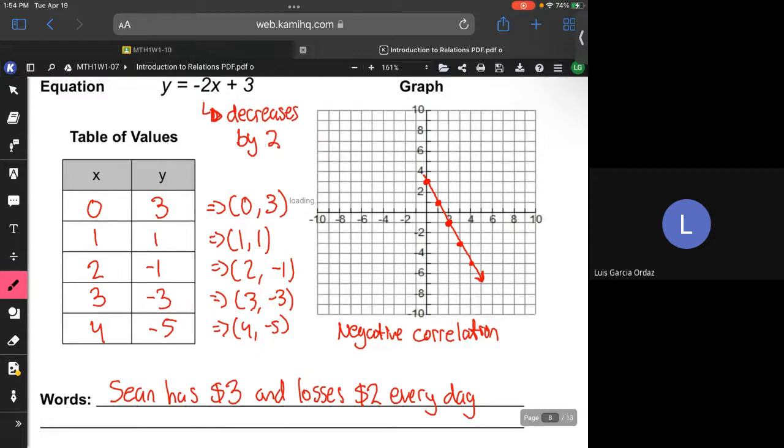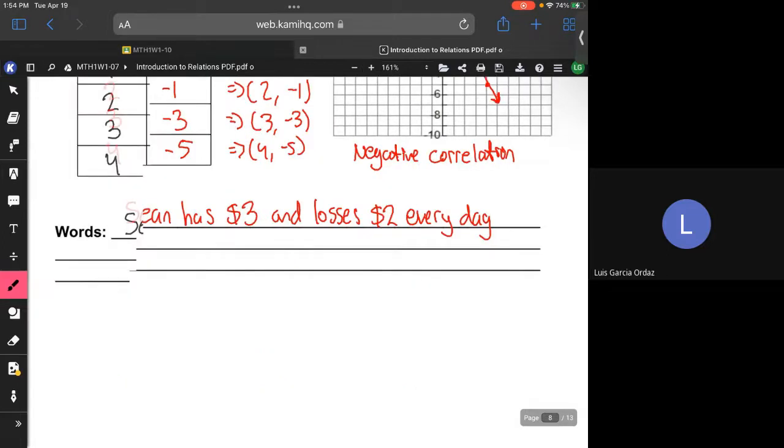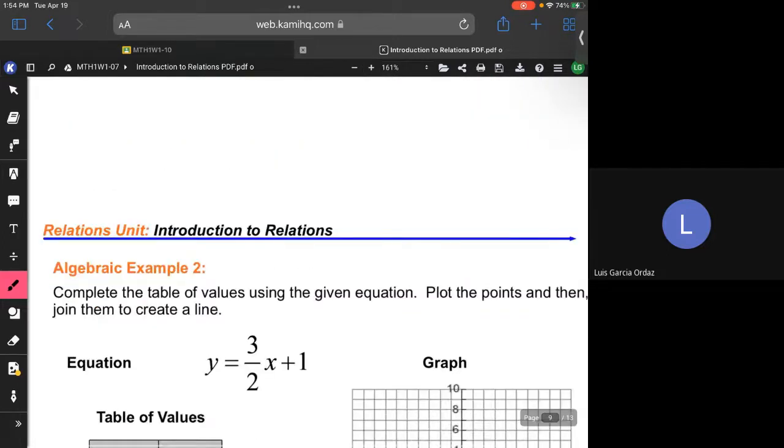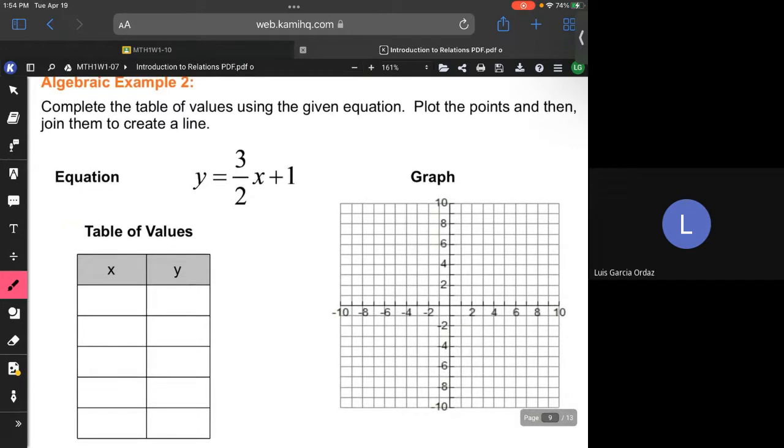Okay, so next one is going to be 1. So the next thing we're going to do is complete a table of values using the given equation, plot the points, and then join them to create a line. I'm not going to get you too worried about fractions yet. So what would my fraction be converted into a decimal? 3 over 2 is the same thing as saying what? Which is 1.5.